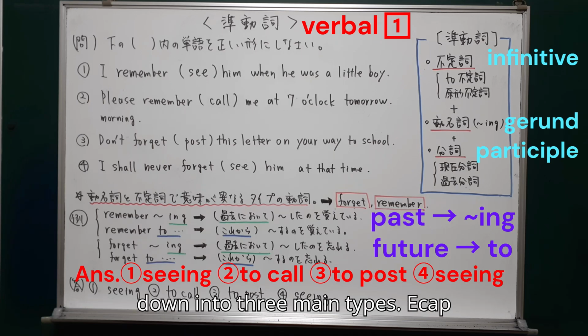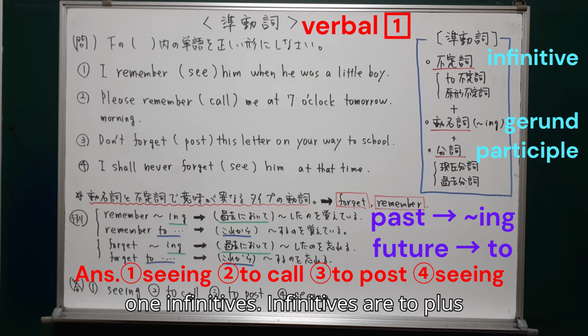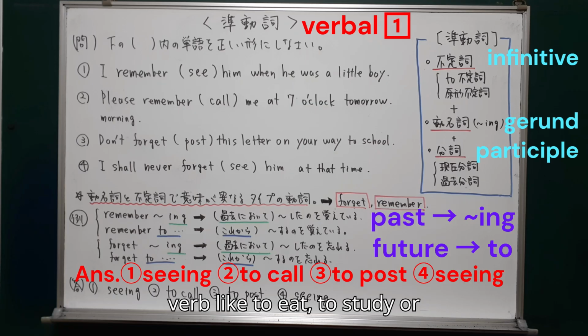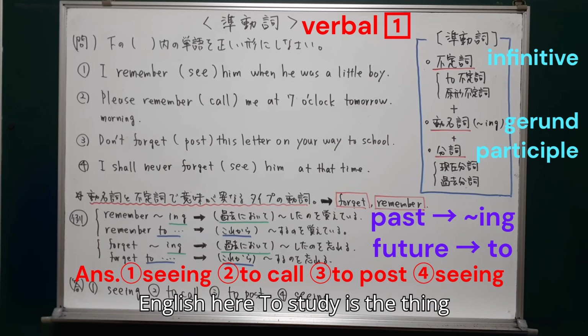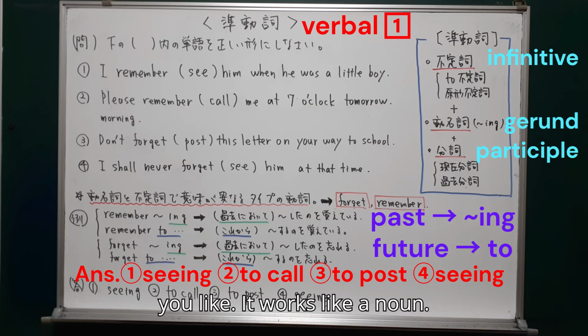Let's break them down into three main types. Number 1. Infinitives. Infinitives are to plus verb, like to eat, to study, or to go. Example: I like to study English. Here, to study is the thing you like. It works like a noun.